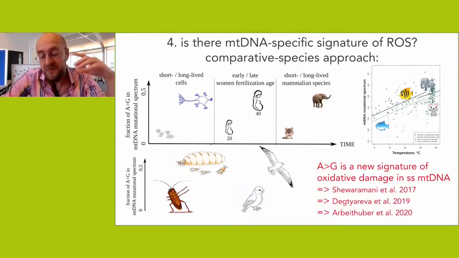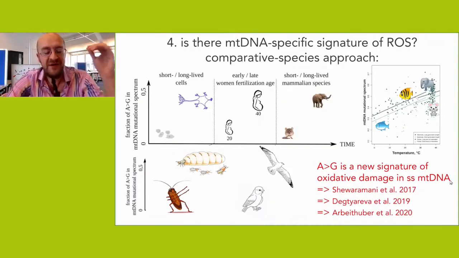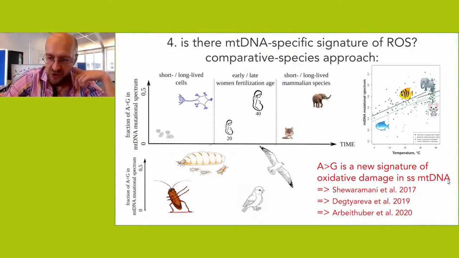And for now, the intermediate conclusion is that A to G is a signature of oxidative damage in single-stranded mitochondrial DNA. Single-stranded because the majority of protein-coding genes which we analyze are located in this heavy chain, which I introduced in the beginning. And luckily, we found three experimental papers which prove that A to G can really be a sensor of oxidative damage in a single-stranded piece of DNA. These papers confirmed it in the case of Escherichia coli, yeasts, and aged mouse oocytes. So we believe that this is a more or less universal result.